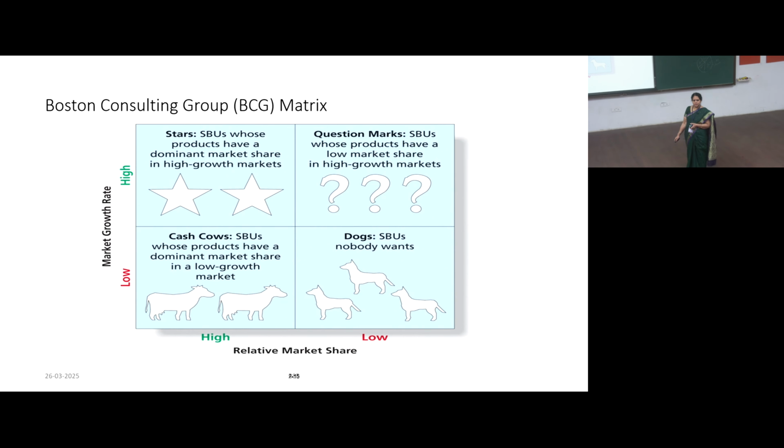Similar. I agree with you, because this is maturity most probably, and this is also maturity, this is growth maybe, this is decline. Yeah, you are right, similar to.